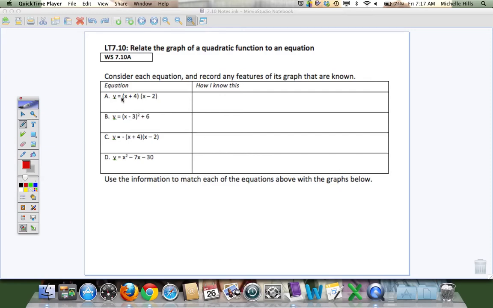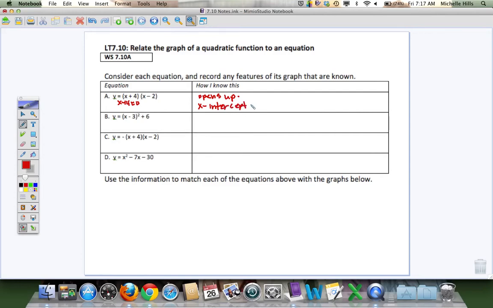This equation is in intercept form. It opens up because there's a positive 1. So it opens up, and it's in intercept form. So if I put x plus 4 equal to 0 and solved it, I would find that one of my x-intercepts is x equals negative 4, and the other one, if I put x minus 2 equal to 0 and solved it, is x equals positive 2.